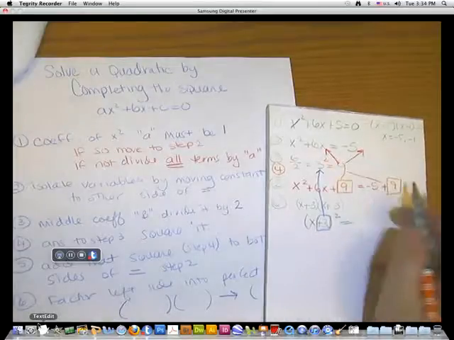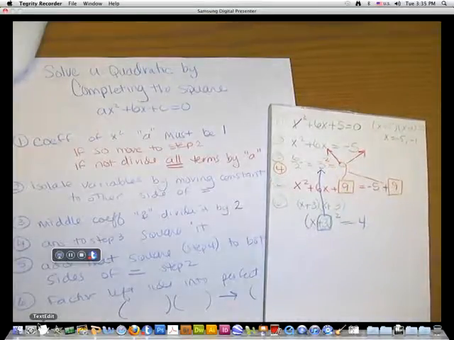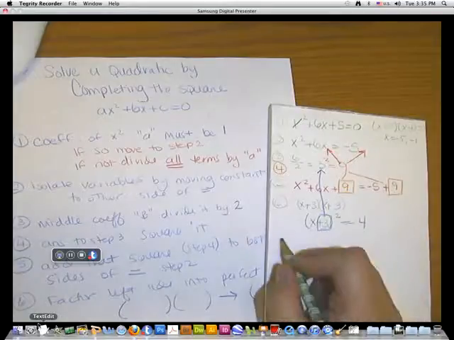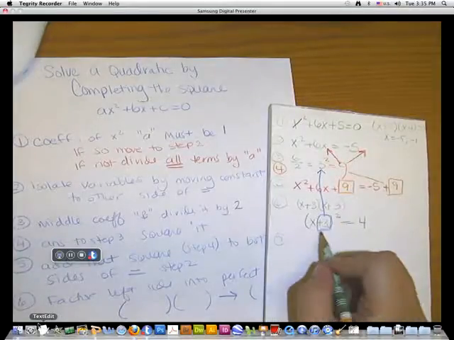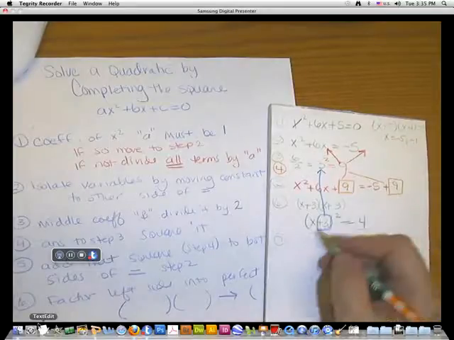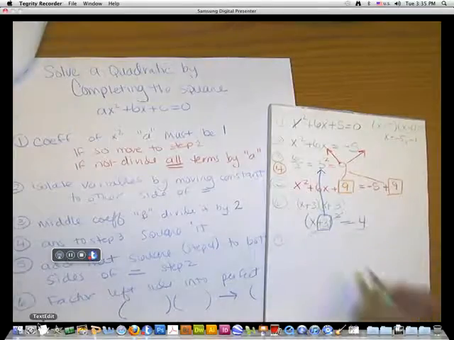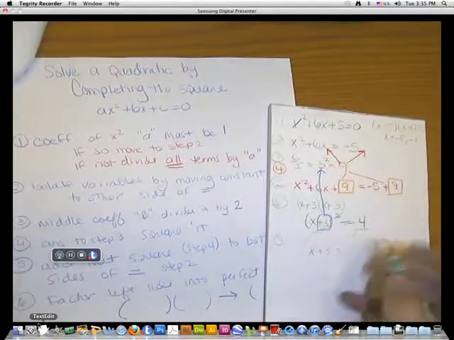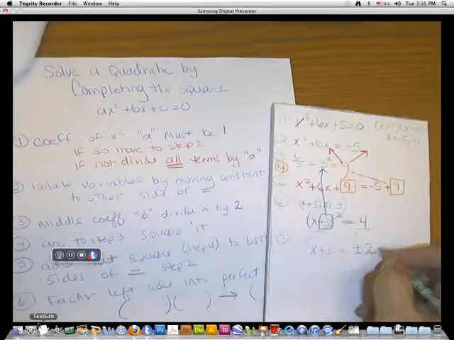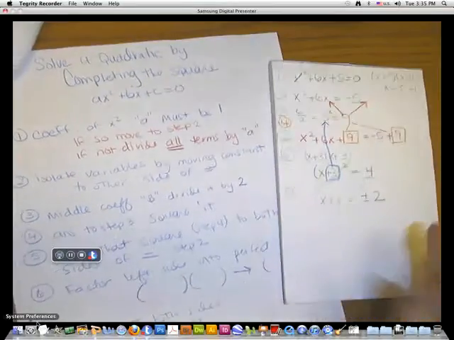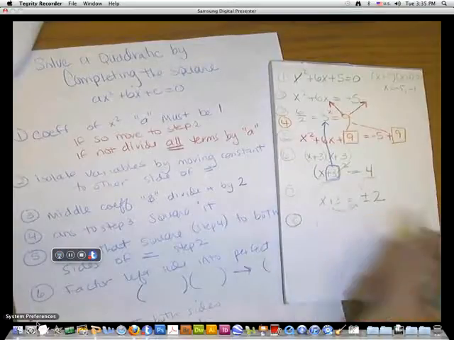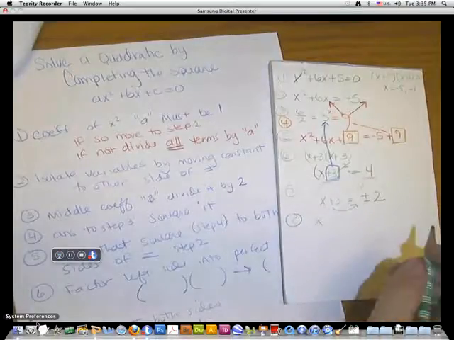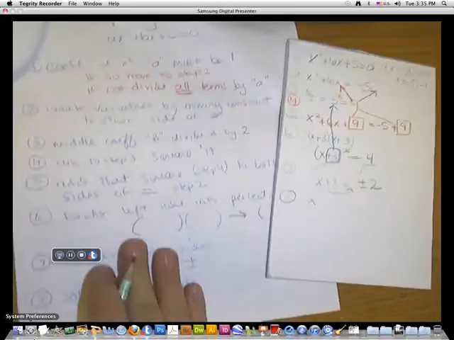And then we can combine negative 5 and 9. So step 7, we have a square, so we're going to square root both sides. A square and a square root cancel, so x plus 3 is plus minus 2, the square root of 4. So step 8 means move the 3, because we're going to solve for the x.